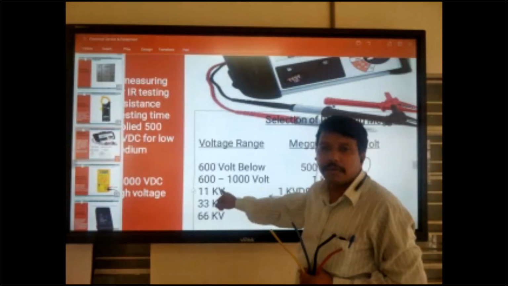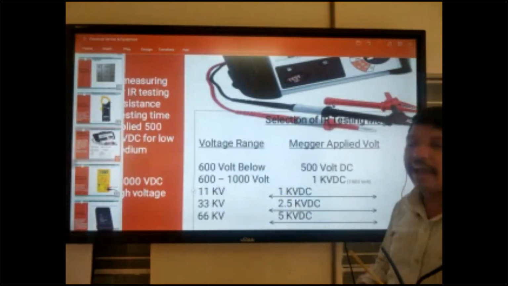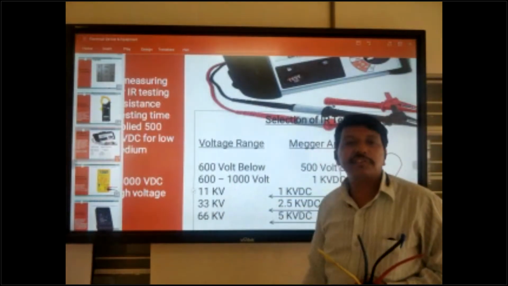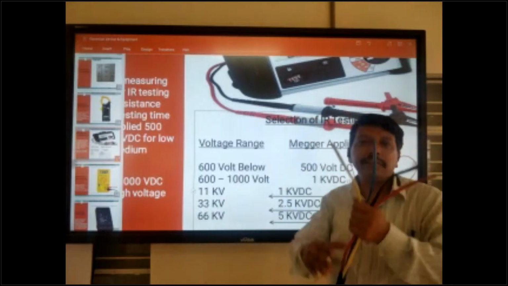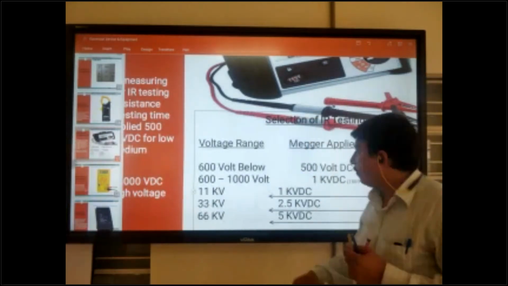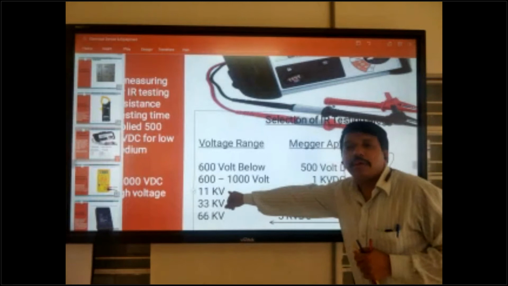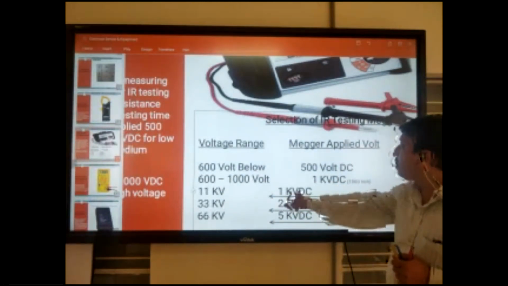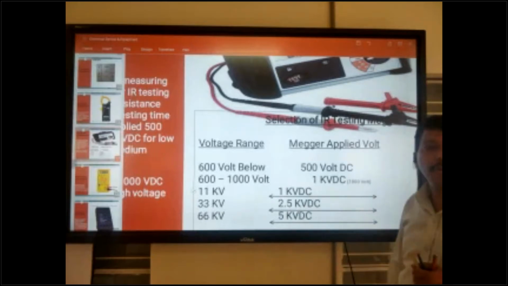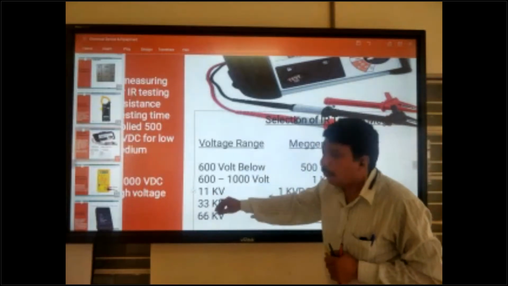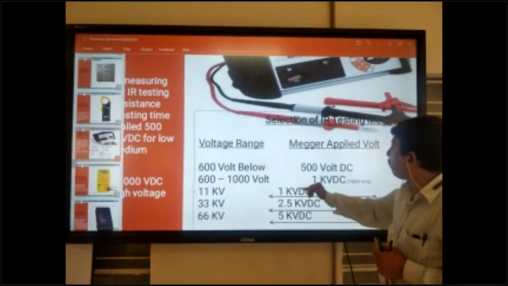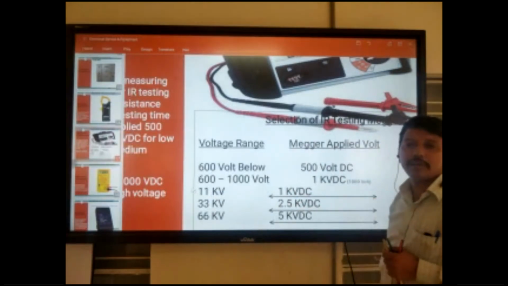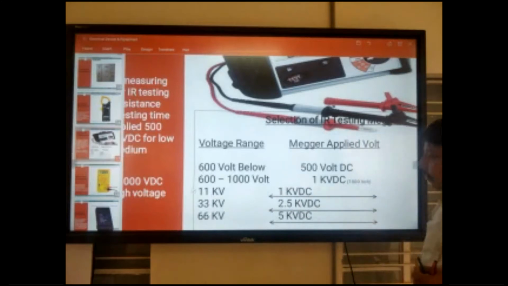11 kV. So we have transmission lines of 11 kV, 33 kV, 66 kV. Okay, at that time, for 11 kV you can check with 1 kV DC. This means 1000 volt. If you are checking an 11 kV line, you can apply on the megger 1000 volt, 1 kilovolt DC. Okay, this means only 1000 volt.